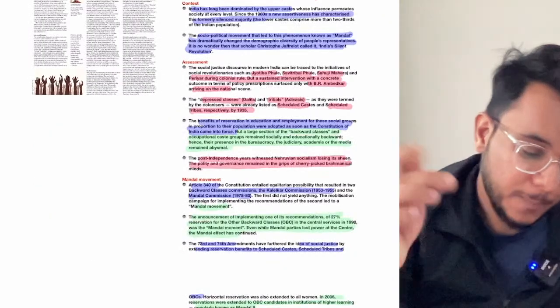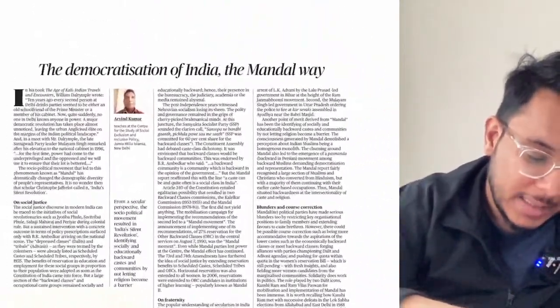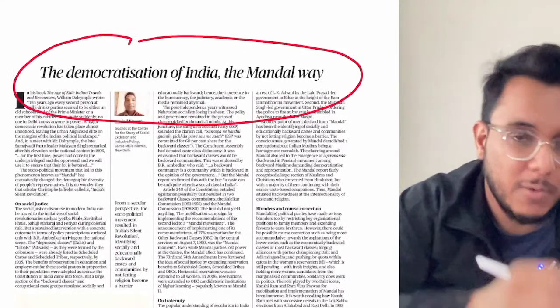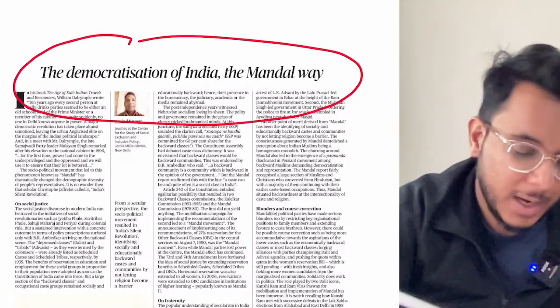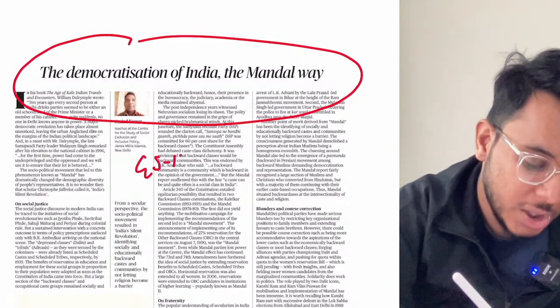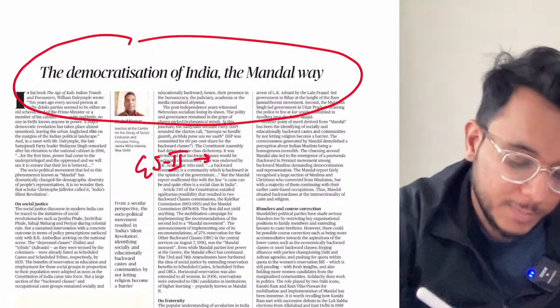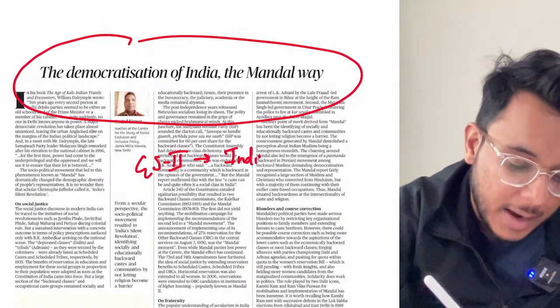Now let's move to the next one. The Democratization of India, the Mandal Way. Now this article we will see with respect to GS Paper 2, Indian politics.